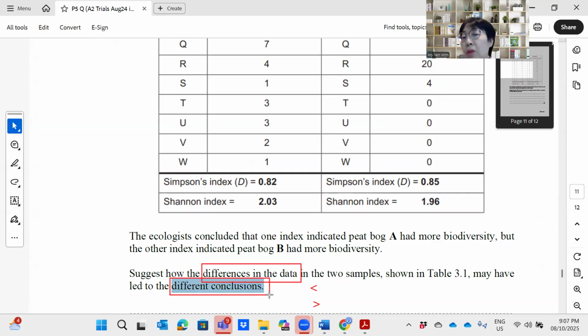But in this case, it could be a different number of individuals in what? One species, or all the species added up together. So you have to see. Okay, so this is in terms of differences in the data. This is what we can use our theory to apply to answer the question. But don't forget this keyword, different conclusions, is where a lot of students didn't get the mark unless they have done this past year.